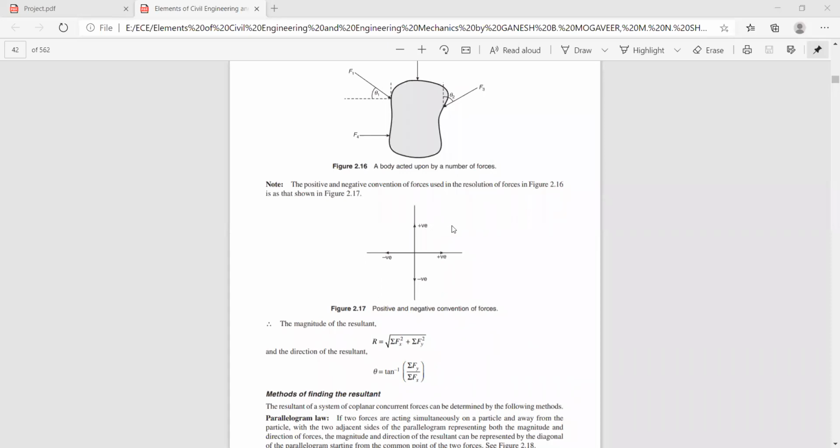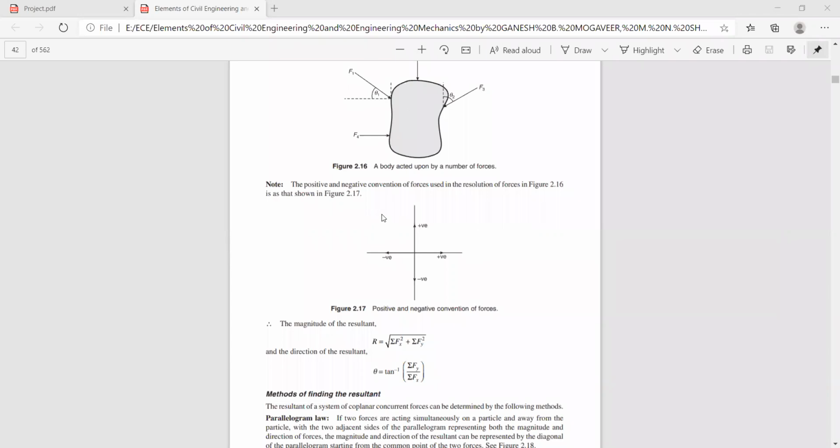Now you have 4 quadrants. This is the first quadrant, this is the second quadrant, this is the third quadrant, and this is the fourth quadrant. Suppose I have a force here in the first quadrant. If you resolve this force F1, its horizontal component is positive and its vertical component is also positive. So if the force lies in the first quadrant, both the horizontal as well as vertical components are positive.